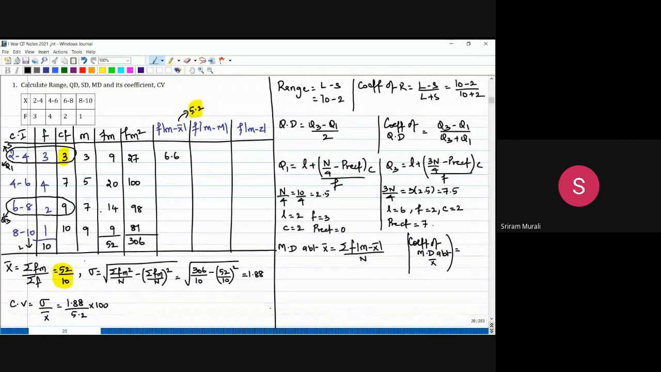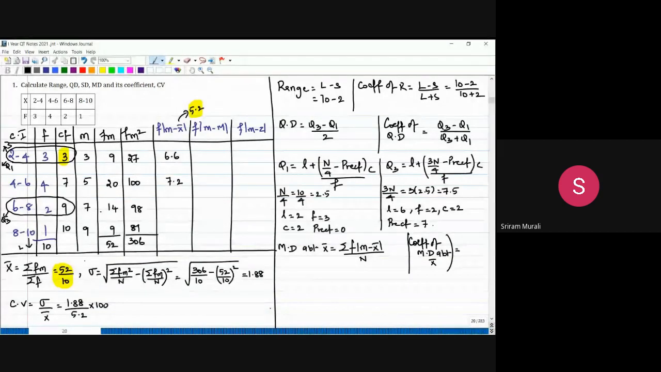7 minus 5.2, into 4. 7 minus 5.2, how much did you say? 1.8. 1.8 into 4. 7.2. Answer 7.2.